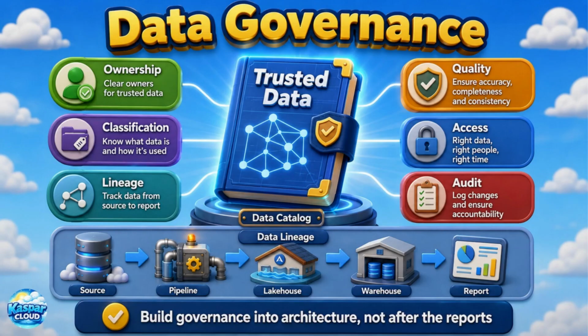Data governance includes ownership, classification, lineage, quality, access control, auditing, and lifecycle management. Microsoft Purview and Fabric governance capabilities help organizations understand what data exists, where it came from, who owns it, how it is classified, and how it is used. Sensitivity labels identify confidential or regulated data. Lineage shows how data flows from sources through pipelines, lakehouses, warehouses, semantic models, and reports. Governance is especially important when data contains personal, financial, health, or operationally sensitive information.